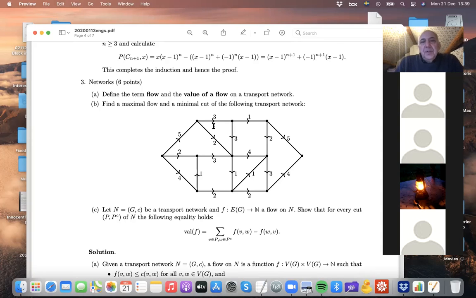Okay, and the value of the flow is what comes out from the source. And it's easy to prove that there is a formula to calculate the value of the flow using any cut. A cut is a separation of vertices into two disjoint subsets, one containing the source and another one containing the sink. And it's the difference between what goes from the part containing the source to the part containing the sink minus the other way around. Okay.